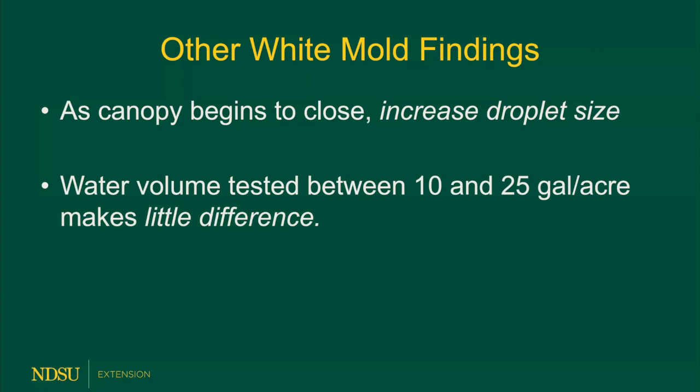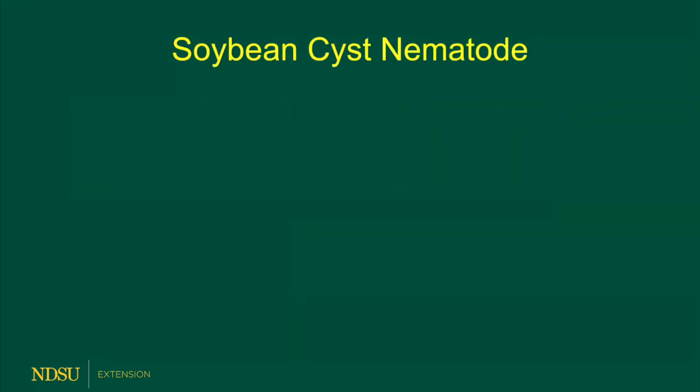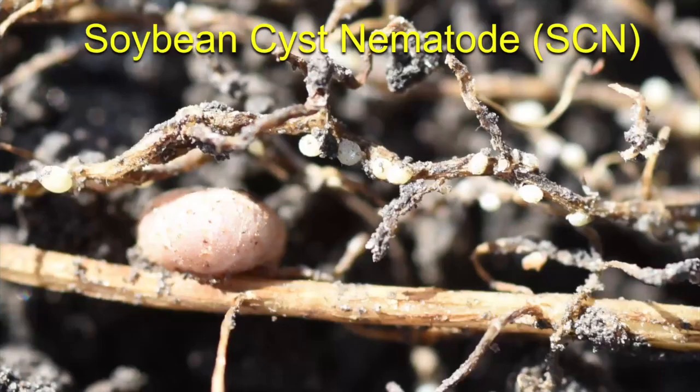Water volume, he's been testing that for a few years, and it makes me a little uneasy, but he's found almost no difference between 10 and 25 gallons per acre in his trials. And I encourage you to take a look at that. He's done quite robust work on this. And then the last thing is that there's multiple effective fungicides, and you can find that on his site as well. Okay, switching gears to soybean cyst nematode.